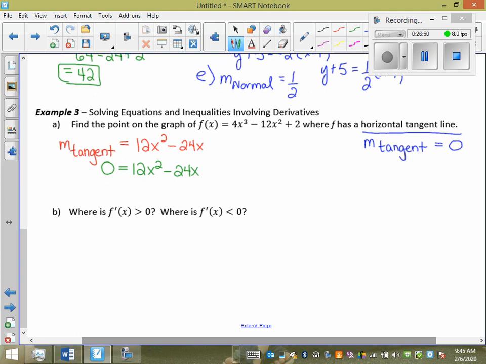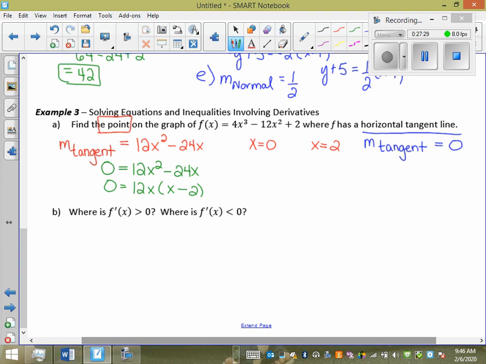What can we do? GCF of 12x, and then we're left with x minus 2. So our two x values are 0 and 2. Which is fantastic, except it asked us to find the, I should have said points. That's a typo. Find the points on the graph. It's just that extra step where you set them equal to 0 and so on.